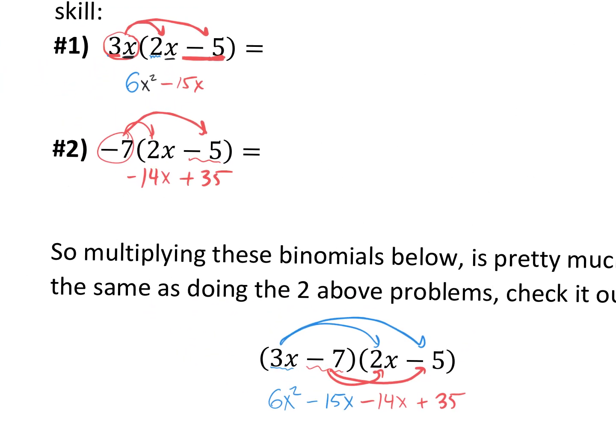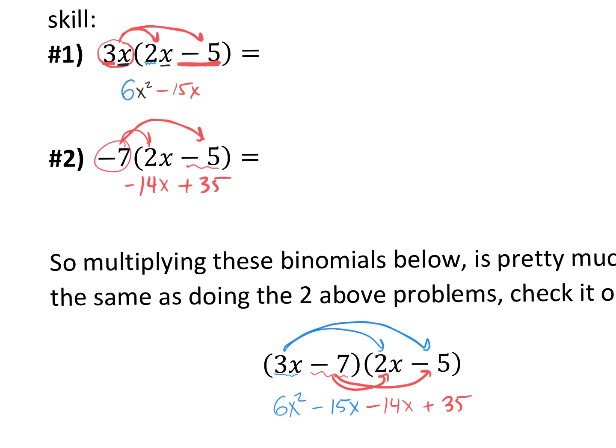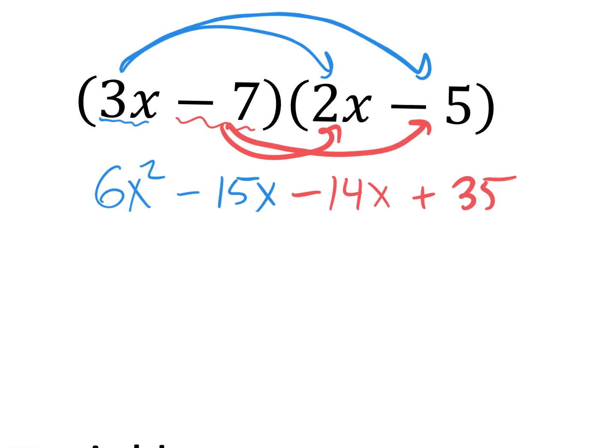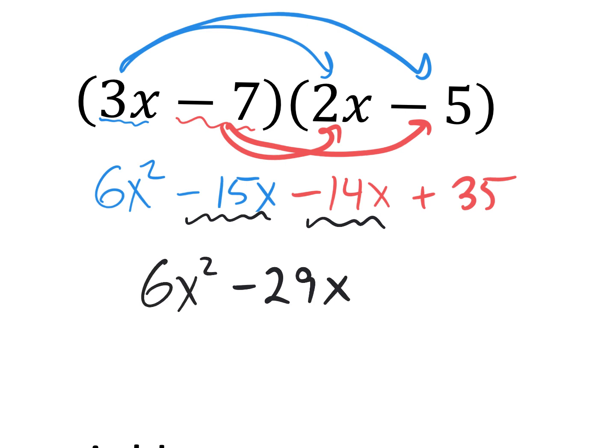Once again, just to show you the two problems from above, we distributed 3x, and then we distributed minus 7. That's exactly what we did here. We distributed 3x, and then we distributed minus 7. The only difference is we have one more step. After distributed property, you check and see if there's any combining like terms, which, of course, the two middle terms could be combined. Yeah, that and that. Negative 15 and negative 14 is negative 29, and we're talking about x's. Bring down the 6x squared, bring down the plus 35, and we're done.